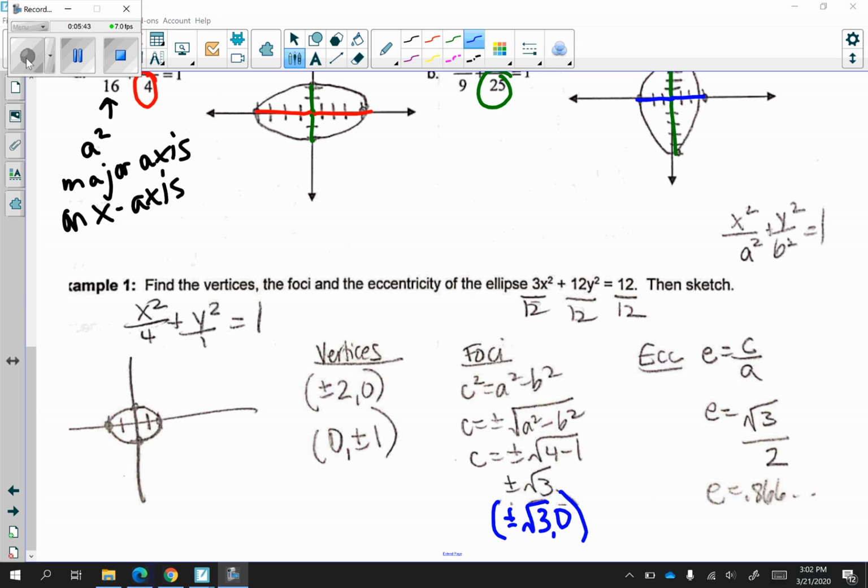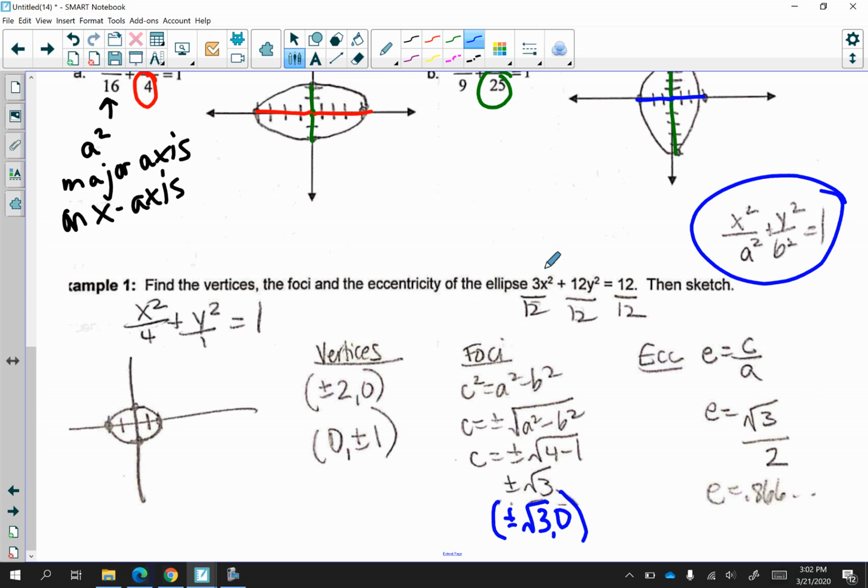Next, I have my first example. Find the vertices, the foci, and the eccentricity of the ellipse 3x squared plus 12y squared is equal to 12. Then sketch. So notice I need it in the form x squared over a squared plus y squared over b squared is equal to 1. Is this, in fact, equal to 1? No, so I have to divide by 12 on all of the terms. So I end up getting x squared over 4 plus y squared over 1 is equal to 1.